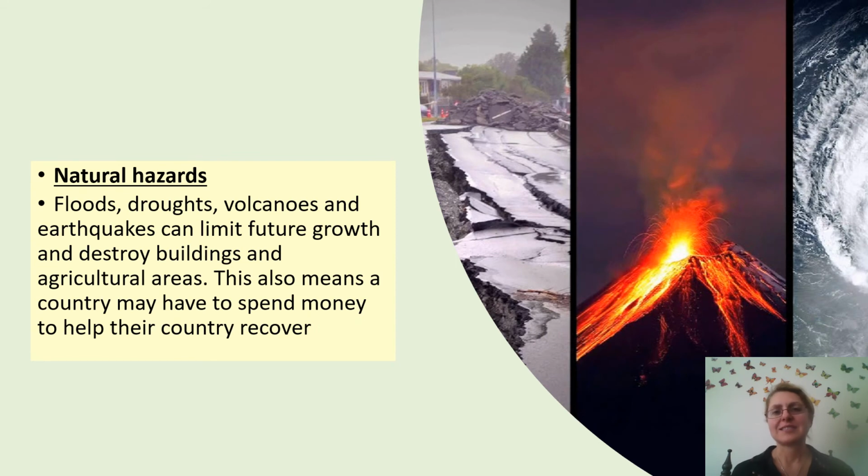Natural hazards. Some places are vulnerable to natural disasters. For example, Haiti is located in an area prone to earthquakes and hurricanes, which devastates areas where people live and grow food.